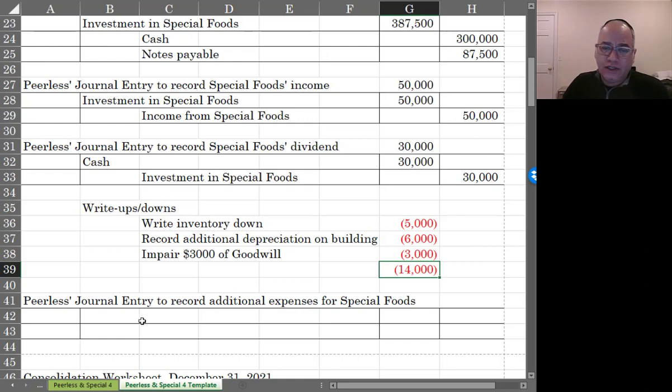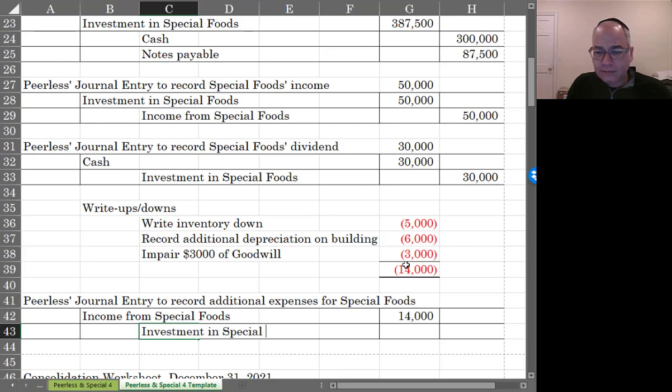Everything that hits the balance sheet as an asset is eventually going to be an expense. So we're going to reverse this journal entry here, and I'm going to debit income from Special Foods for this $14,000, and I'm going to credit investment in Special Foods $14,000.